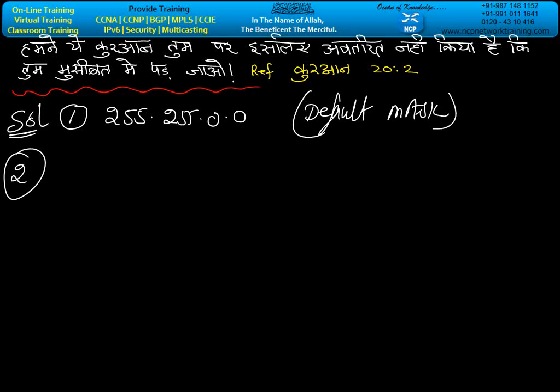Step number 2, in place of 255, we can write an 8 bit binary number, and in place of 0 we can write 8 zeros.